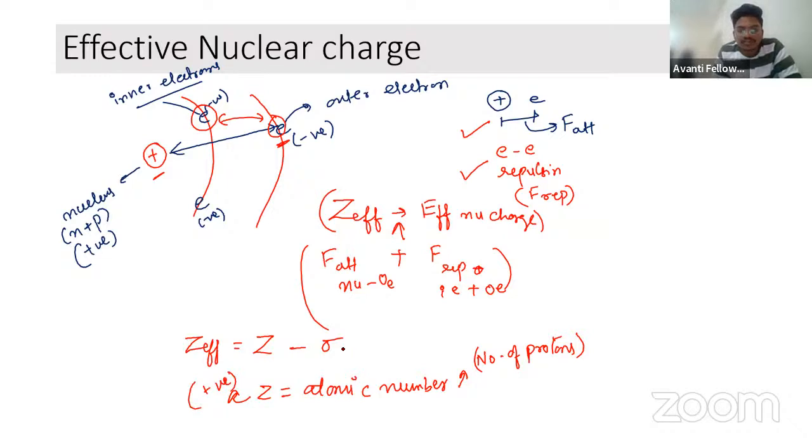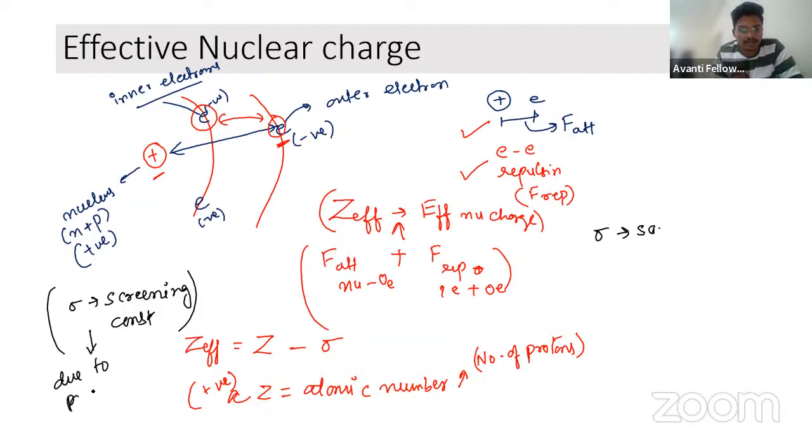And what is the meaning of sigma, guys? Sigma, for the first time, I think you are seeing. Sigma is called the screening constant. Sir, what is the meaning of screening constant? Screening constant is calculated due to the presence of inner electrons. Due to the presence of inner electrons, we are going to calculate the screening constant.